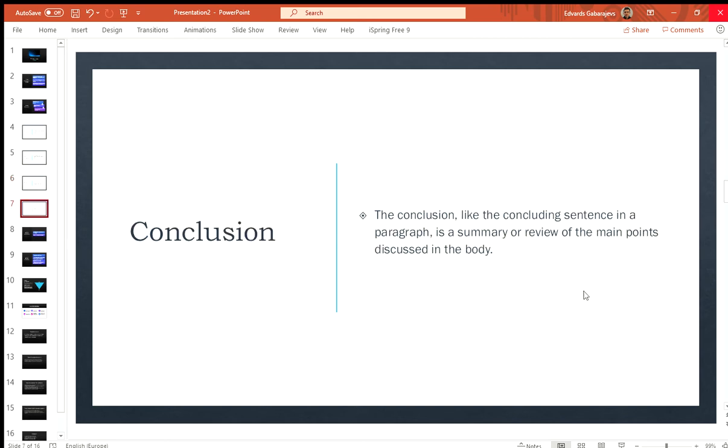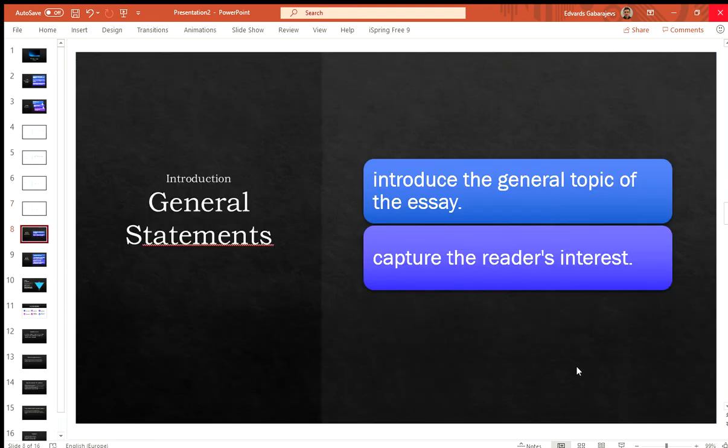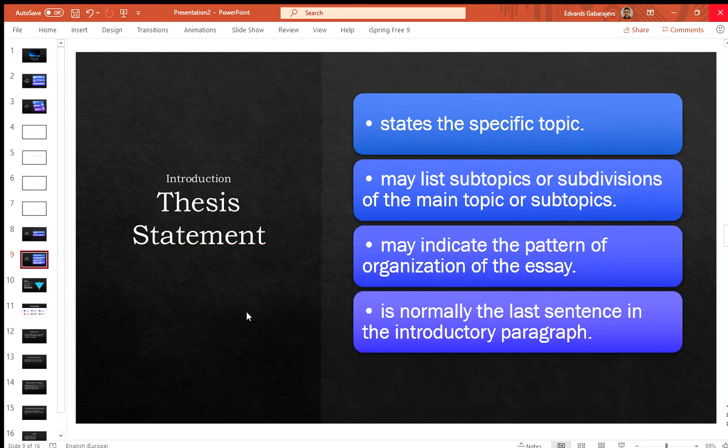Okay, and concluding, right, so it's like a concluding sentence of a paragraph: summary, review, main points discussed in the body. We're going to talk about conclusions and body in another video. Here we'll mostly focus on the introduction. Some information about general statements. General statements introduce the general topic of the essay and capture the reader's interest. So, right, it's up to the writer how creative the writer is and what the writer can do here.